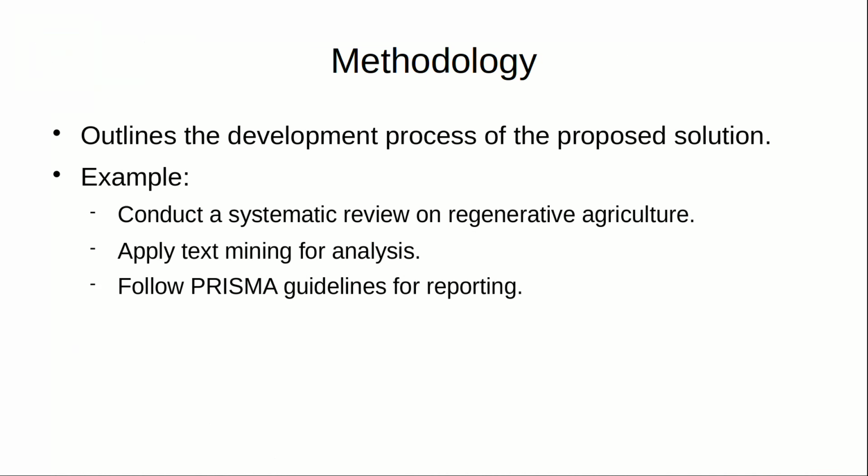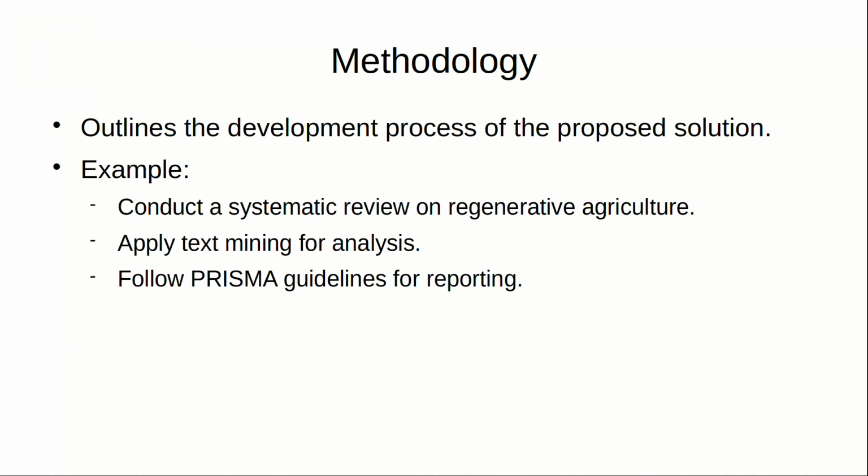And then methodology, that's all about how you actually did the research, right? Exactly. What approach did you take? What methods did you use? The guide gives an example: a systematic review of existing literature on regenerative agriculture combined with text mining techniques, all while following established guidelines like PRISMA. PRISMA, by the way, is a set of guidelines designed to ensure that systematic reviews are done rigorously and transparently. Got it. So it's not just about doing the research, it's about doing it the right way.